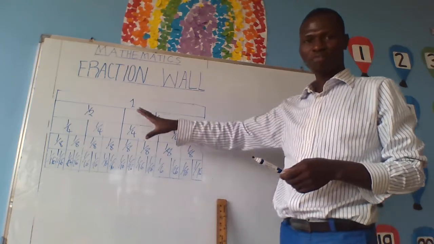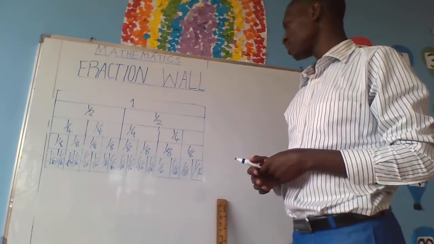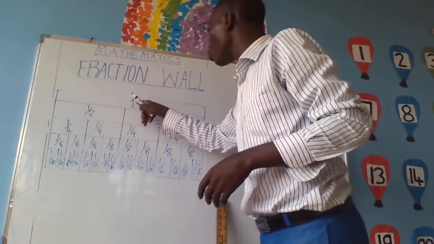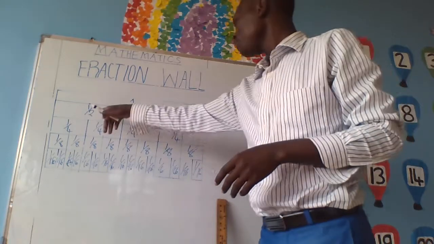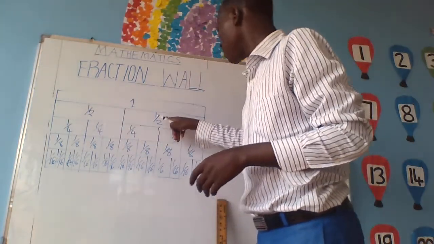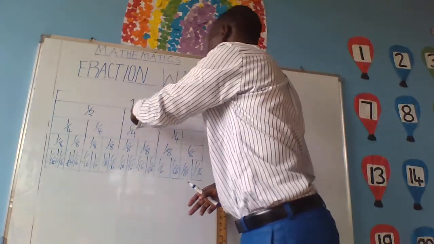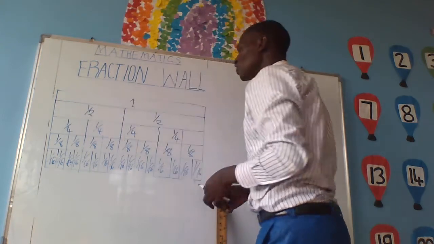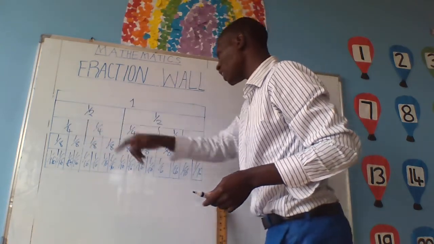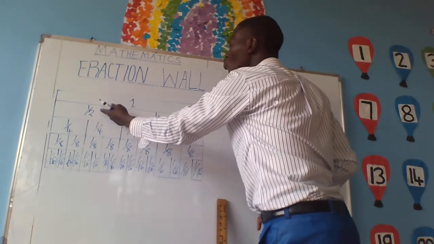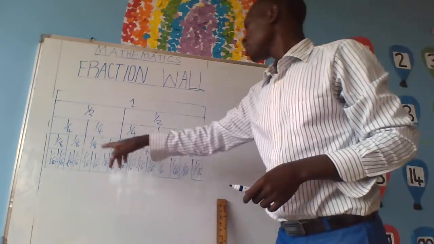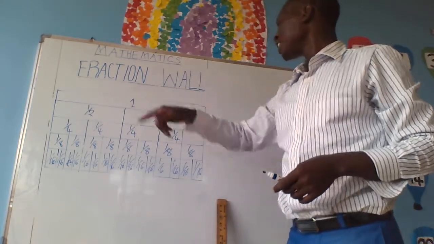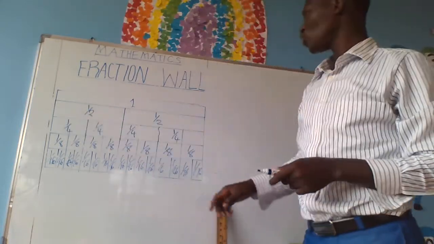Now it's very simple here to find the equivalent fraction. For example, here we have 1. This 1 is equal to a half plus a half. If you add a half and a half, you get 1. The same as this half is equal to quarter plus quarter. But also, quarter plus quarter plus quarter plus quarter is equal to 1. If you add these four quarters, you will get 1.